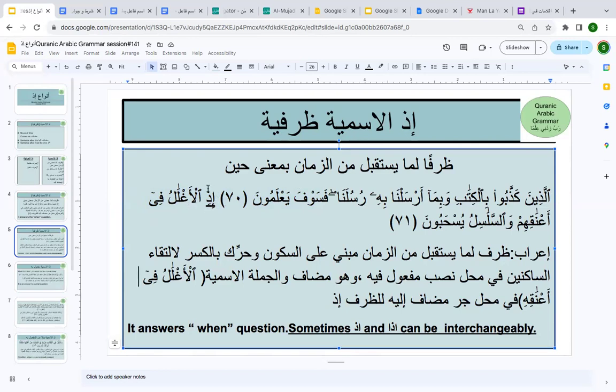Is this answering your when question? Yes or no? I need an answer. Right? When will they know? When the aghlal will be in their necks. Is this clear to all of you? What is going to be the status of this jumla ismiya? Al-aghlalu fi a'naqihim is in the position of jar, because is is mudaf, and the whole sentence is going to be mudaf ilayhi in the position of jarr. Okay? And I have written here, sometimes they can be used interchangeably.